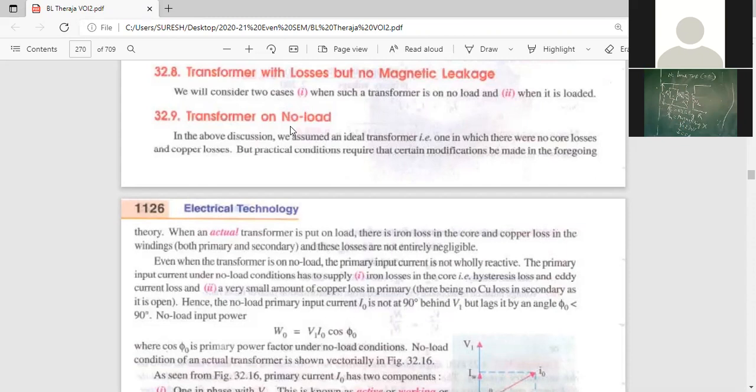Why are rated values given for any machine? While purchasing your transformer, right?